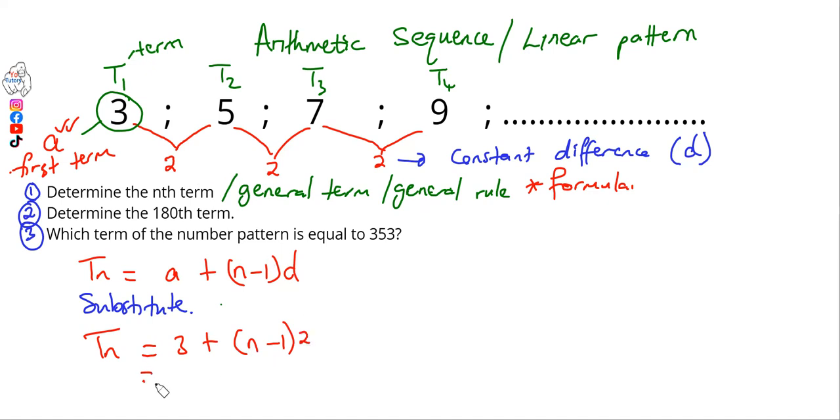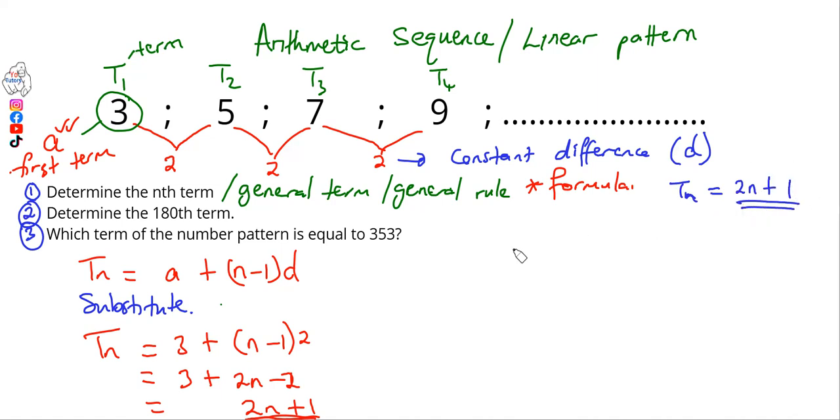Okay, so now we simplify this. We take 3 plus 2 times n, which is going to be 2n. 2 times negative 1 is going to be negative 2. So here this is going to be 2n, and 3 minus 2 is going to be 1. So 2n plus 1. This is the general term. So Tn, or the nth term, Tn equals 2n plus 1. So this is our formula.